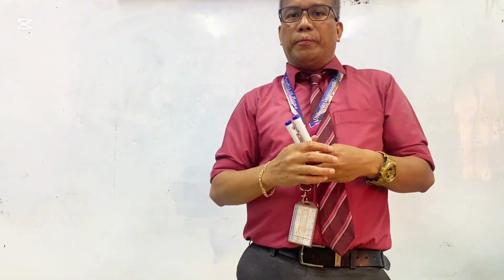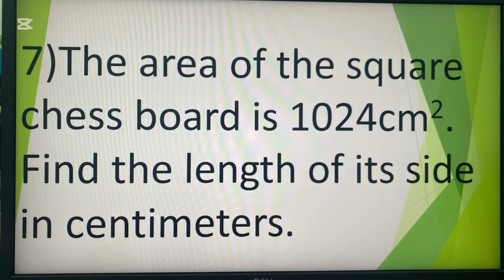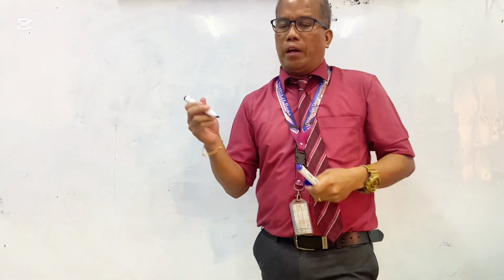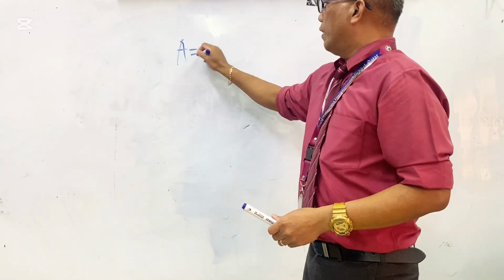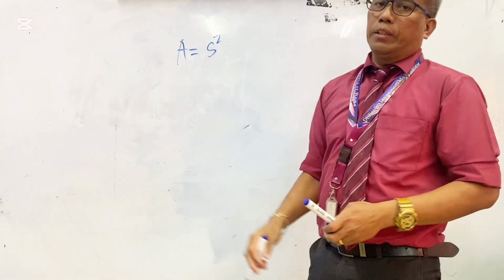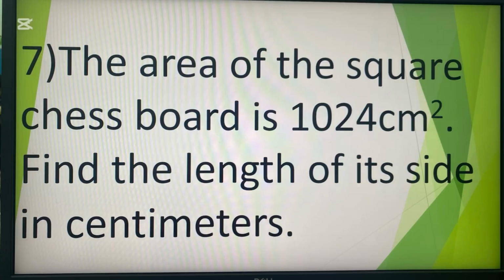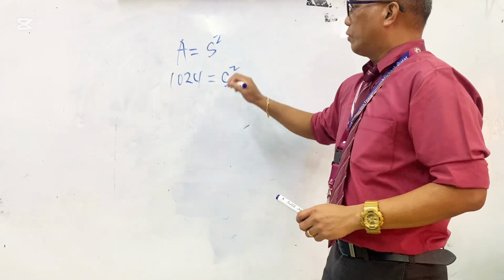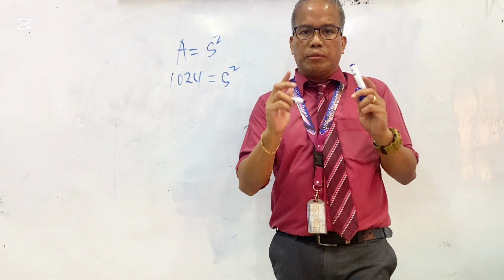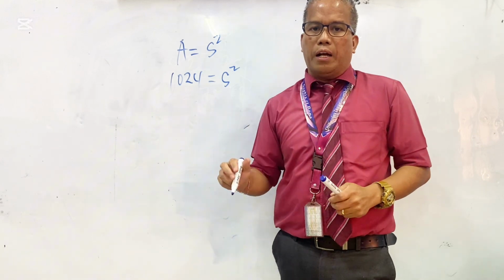Question number 7. The area of the square chessboard is 1024 cm squared. Find the length of each side in centimeters. The formula for finding the area of a square is area is equal to side squared, to the power of 2. Now, since we are given the area, 1024 is equal to s squared. We just substitute the area here in the formula.